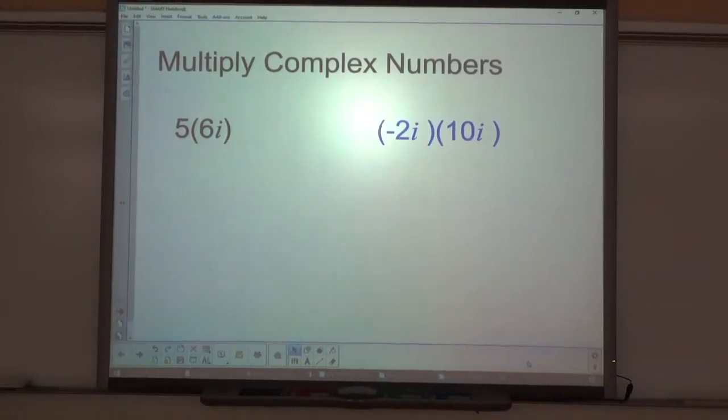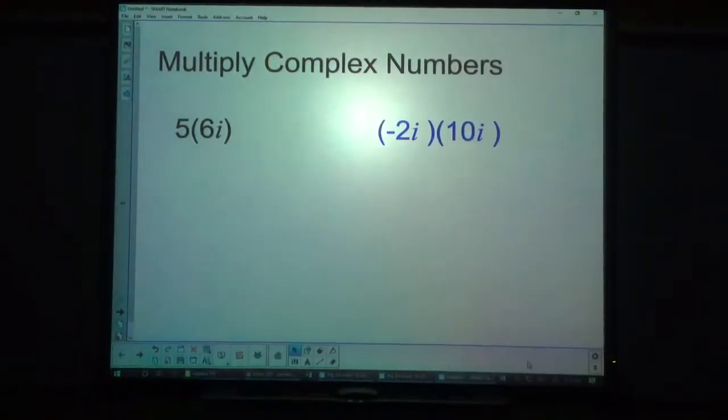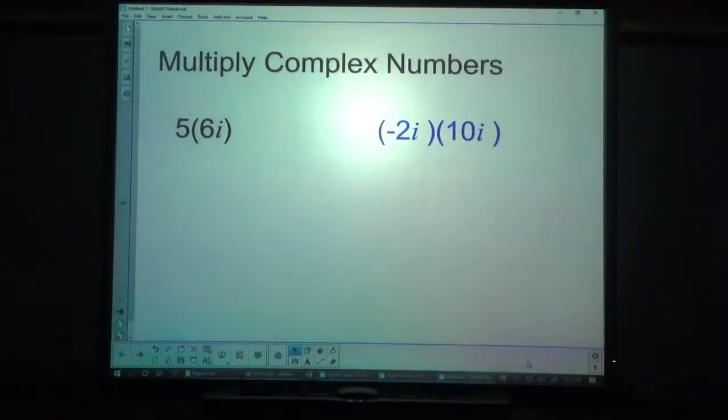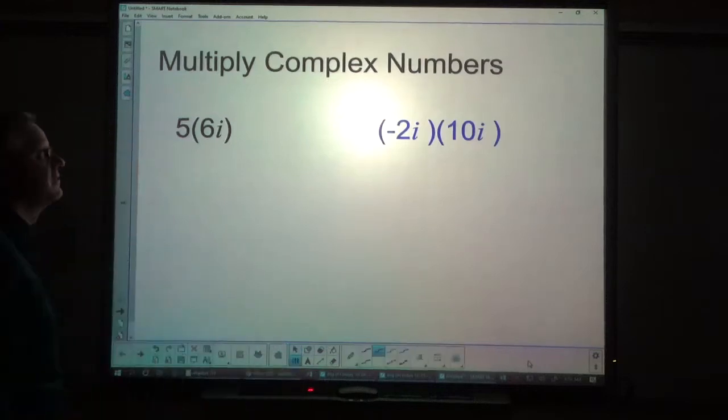Welcome everybody. Today we are going to be working with complex numbers. We will be multiplying them, dividing them, rationalizing denominators, and simplifying the absolute value of a complex number. So the first thing is multiplying complex numbers.